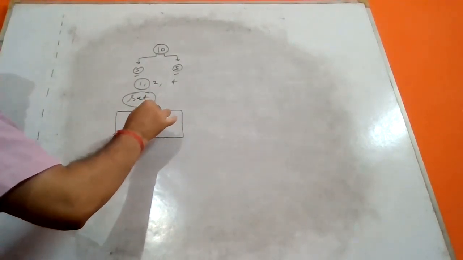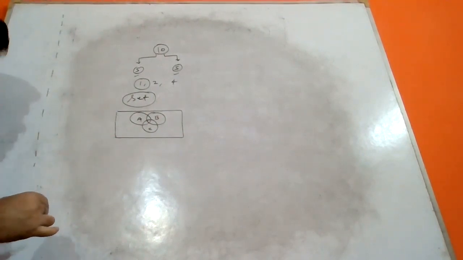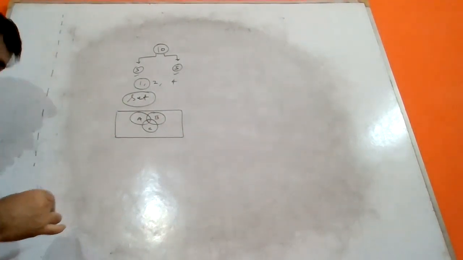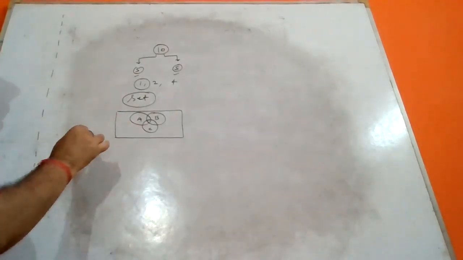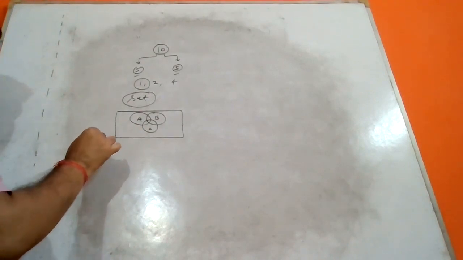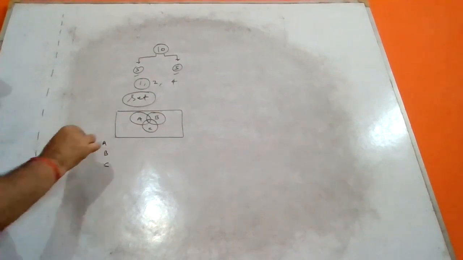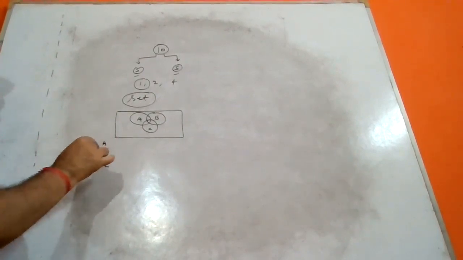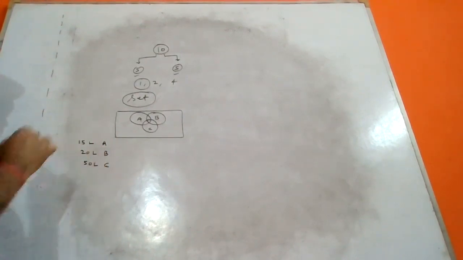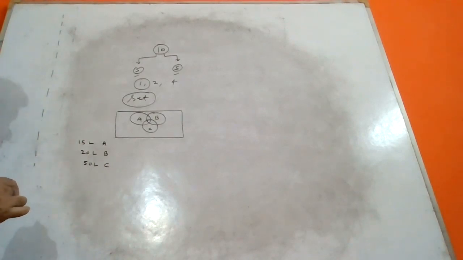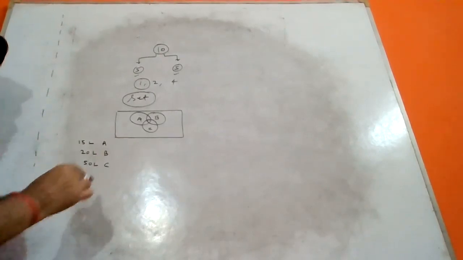City A, city B, and city C. These are the 3 cities. We are going to discuss the COVID-19 pandemic cases, right? And suppose a table formation question is given. City A population is 15 lakh, city B population is 20 lakh, and city C population is 50 lakh. We are going to compare A, B, and C in the corona cases, that is COVID-19 cases, right?